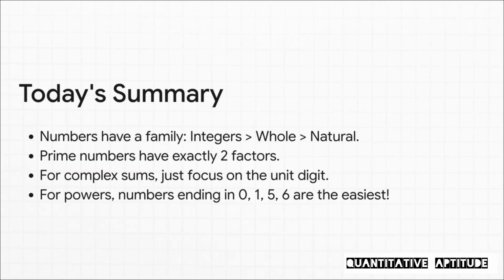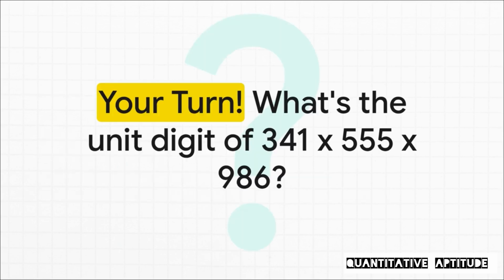So, let's do a quick recap of everything we've learned today. We started by understanding the family of numbers. We cleared up the concept of prime numbers, we learned the unit digit trick for addition and multiplication, and we discovered the no change rule for powers. And now it's your turn. Here's a practice question for you. What's the unit digit of this calculation? Use the tricks we learned today and be sure to let me know your answer down in the comments.